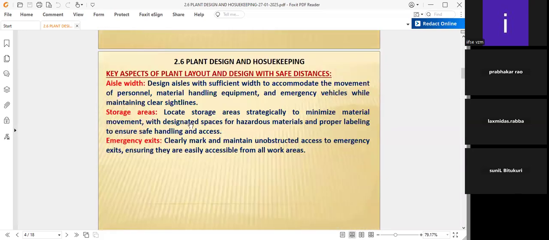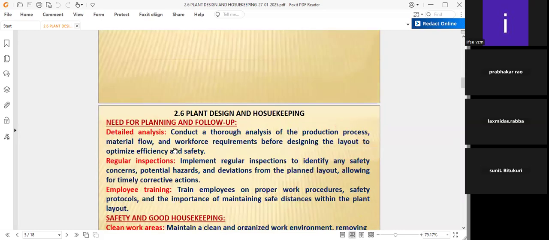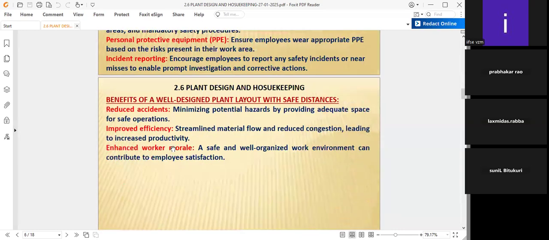The well-designed plant layout has safe distances as per the construction, and as we said, the vertical construction is also taken into account. What are the advantages there? Yes, there are reduced accidents, improved efficiency, and enhanced work morale. With these, productivity will be improved, and the return on investment of the machines, and the construction cost of the organization, will be calculated on the basis of these things. That's why they become our benefits.